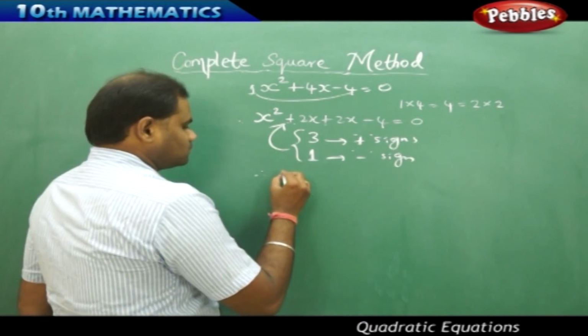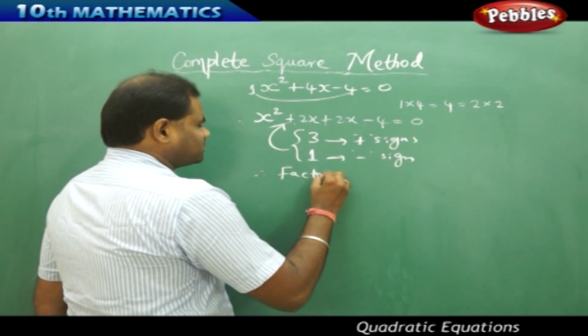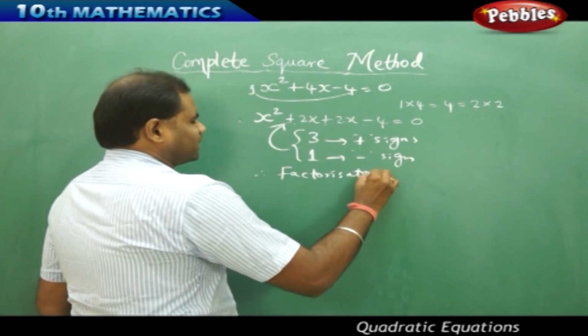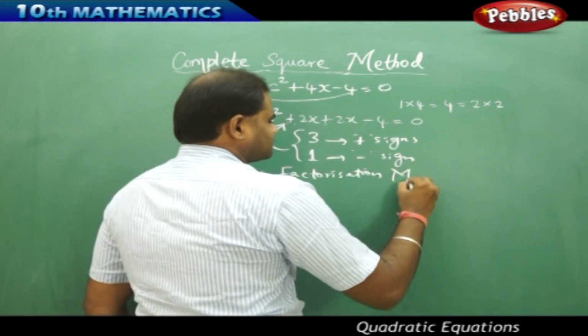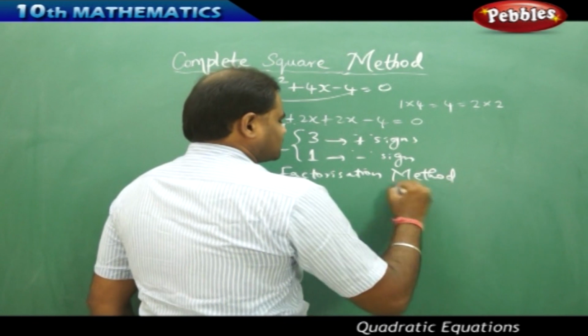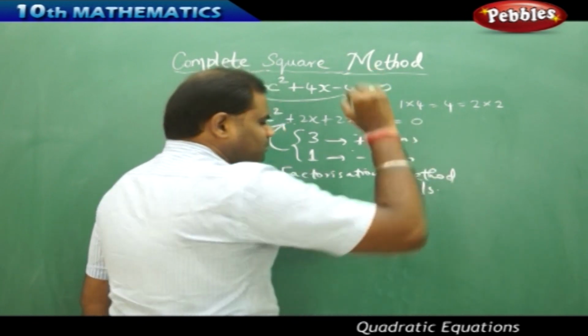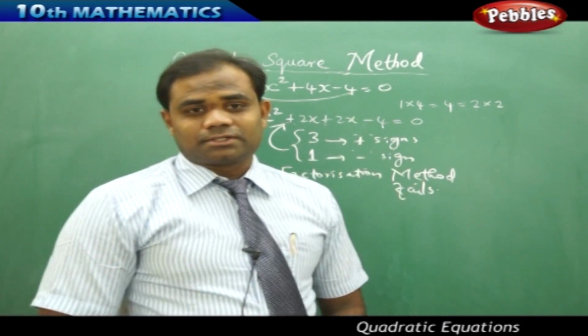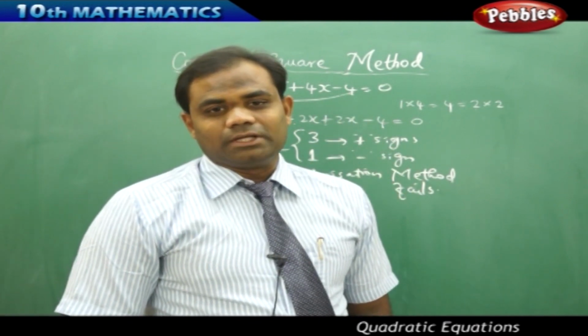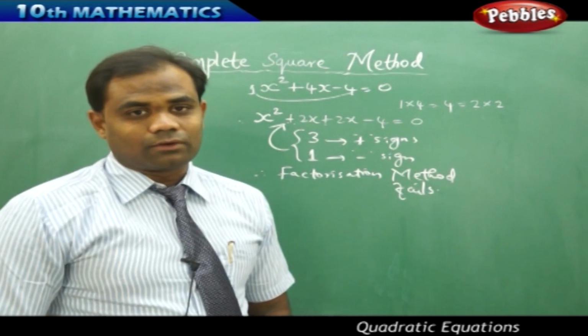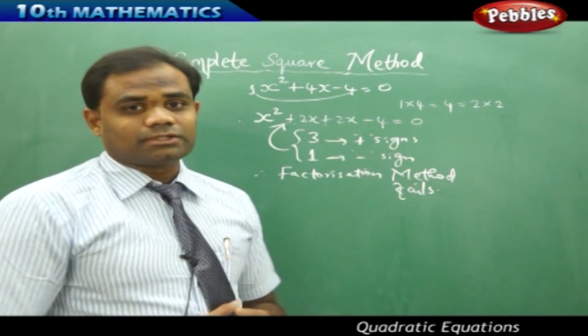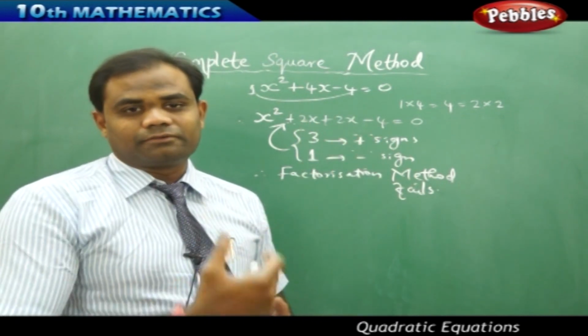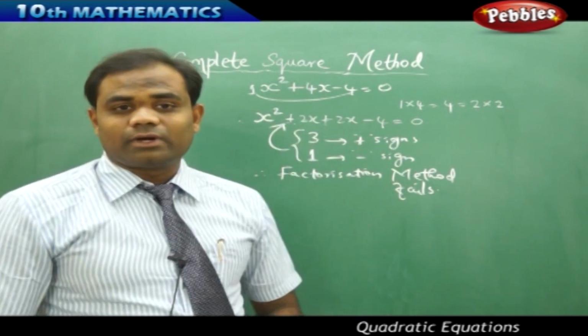Therefore, factorization is not possible. Factorization method fails. So in case of such quadratic equations, the factorization method may not be a suitable choice. Therefore, for those kinds of equations, we try to use a different method called the complete square method.